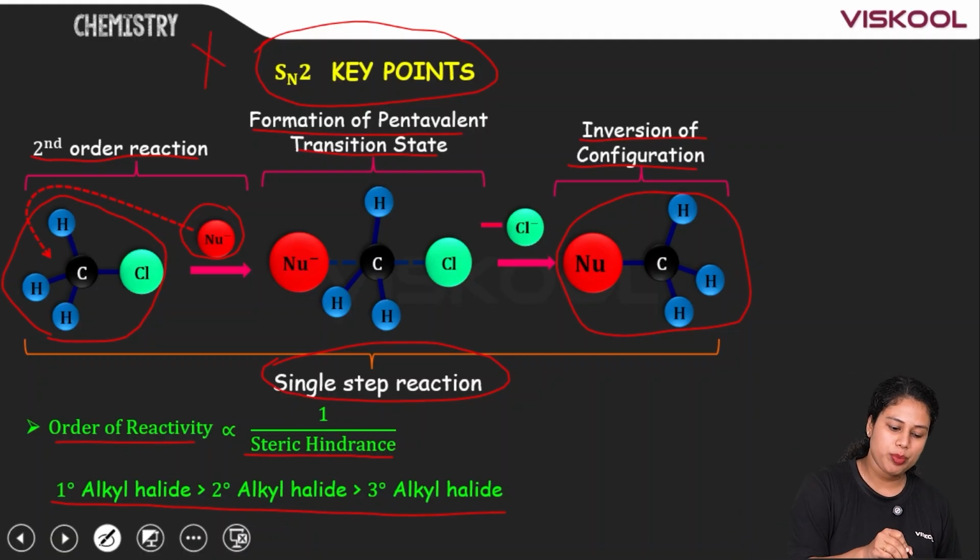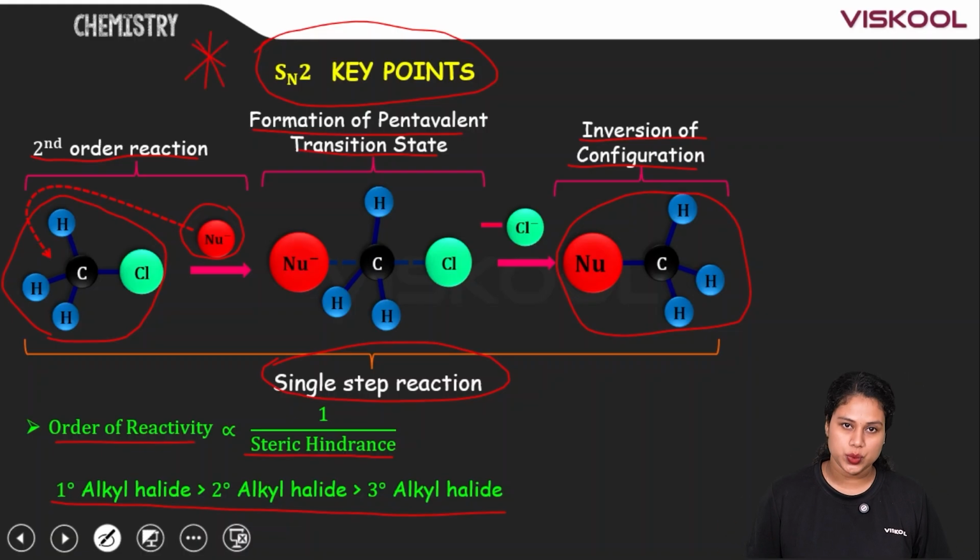So these are the key points of SN2 reactions that you need to keep in mind. It is a second order reaction. It takes place in a single step. There takes place the formation of a pentavalent transition state in this case, and also inversion of configuration takes place. The order of reactivity is inversely proportional to steric hindrance. Primary alkyl halide has greater reactivity than secondary, which has greater than the tertiary. Is this clear to you? I hope it is very clear to you.